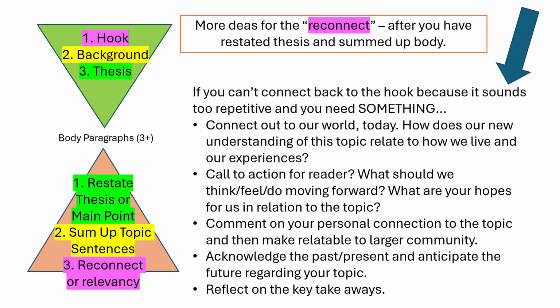Two more. Acknowledge the past and the present and anticipate the future regarding your topic. So you kind of cover where we were at, where we're at now, and then our hopes for the future. And that can work really well, especially if you're analyzing a piece of literature from the past. You can look at how things have changed since then and where you hope they will go in the future with those ideas. And lastly, reflect on the key takeaways. That's just more of you reflecting on your thoughts and feelings about it in this larger scheme of things of life.